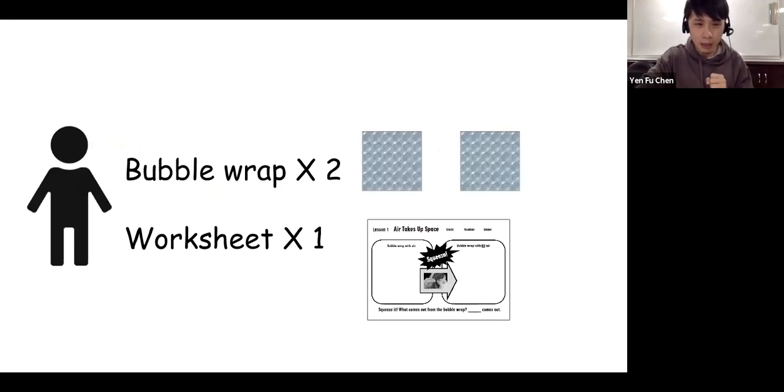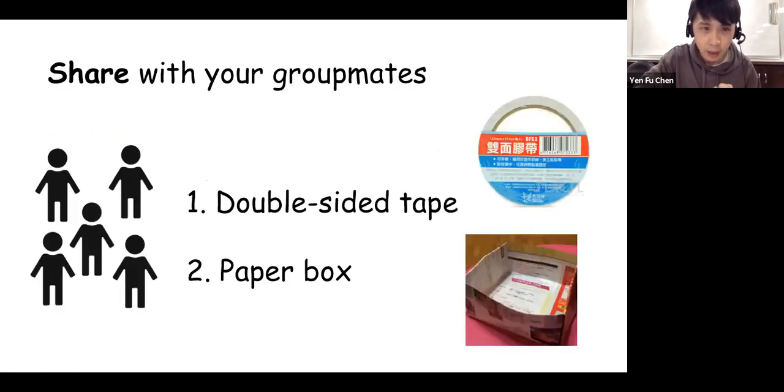And later I'll make them into teams and groups, and I'll give them bubble wraps and a worksheet. And this is how some explanations go. So they have to share it with their group mates, like double-sided tape, paper box. I let them put the trash inside the paper box, so just make sure there won't be a lot of trash everywhere.